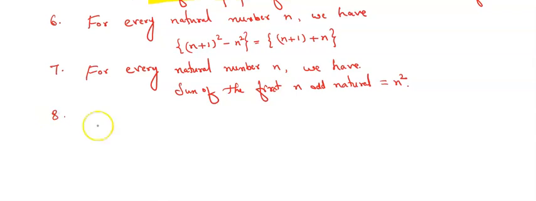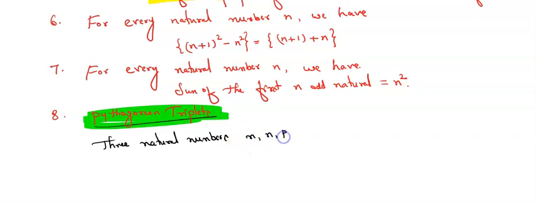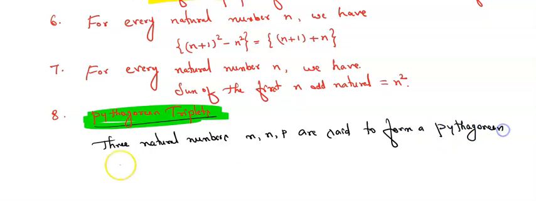And the next property, this is a very important property, that we call Pythagorean triplets. You should never miss this property. Pythagorean triplets are nothing but three natural numbers. They will be giving three natural numbers. Let me take three natural numbers m, n, p. These three natural numbers are said to form a Pythagorean triplet.